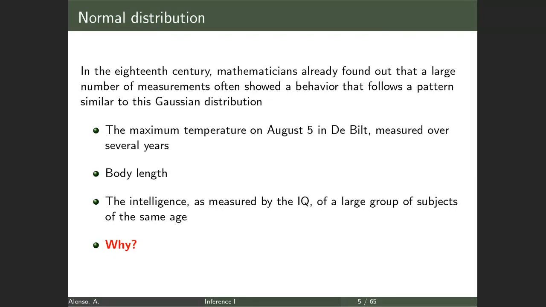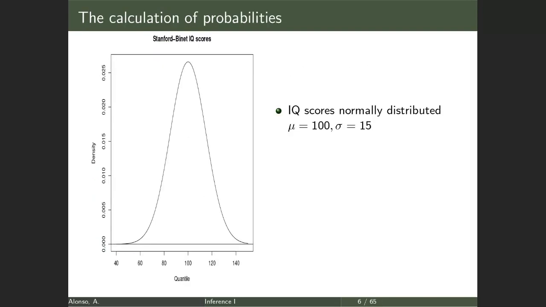And the question was, why? Well, they observed it so much that they started thinking, well, this is normal. This is the normal way nature functions. But they didn't have a clear idea of why. And we will see later on in our lecture today some kind of heuristic explanation about the prevalence of the normal distribution in nature. But let's postpone this for a second.